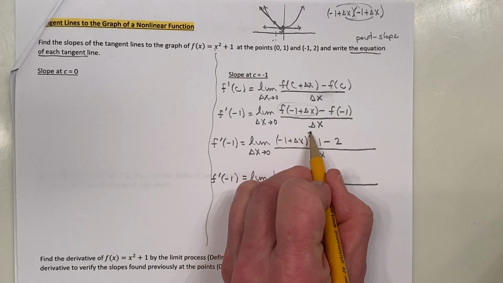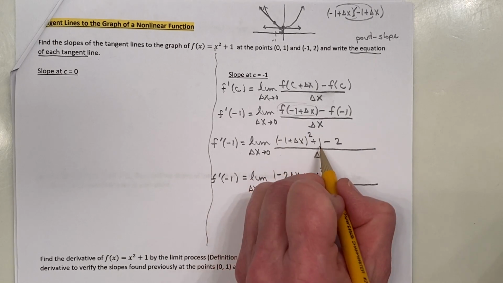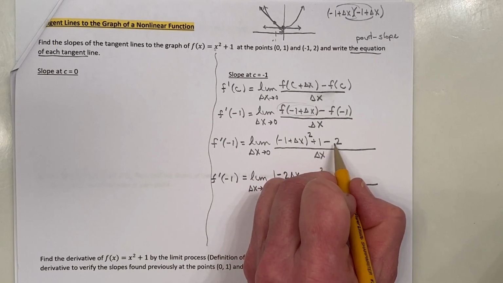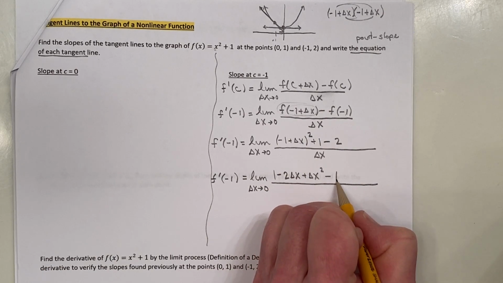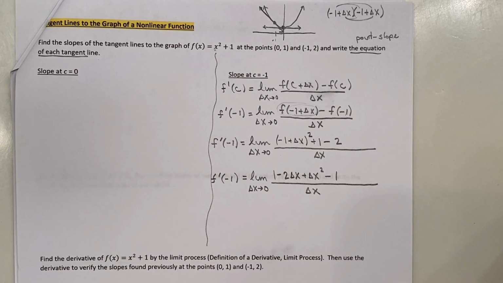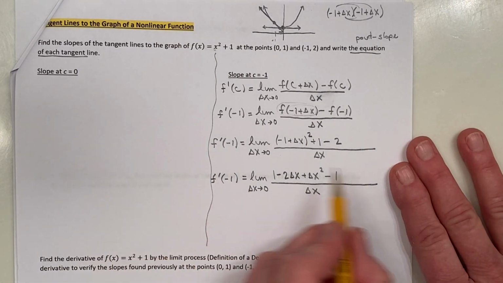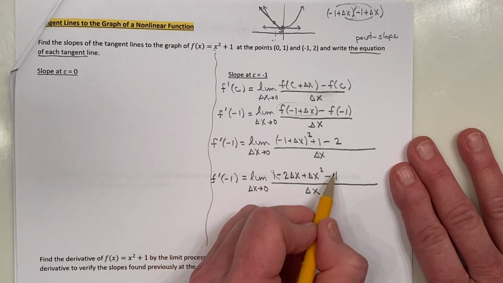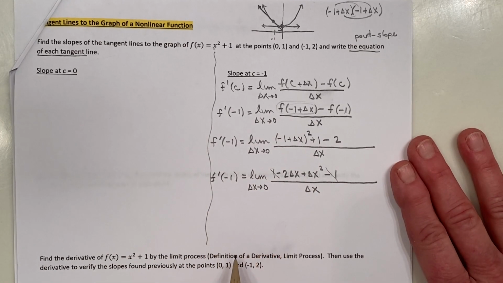All I've done is FOIL this binomial, and then I'm going to add 1 and subtract 2, which is really minus 1, all over delta x. I see a little cleanup I can do. The 1 and negative 1 will cancel.